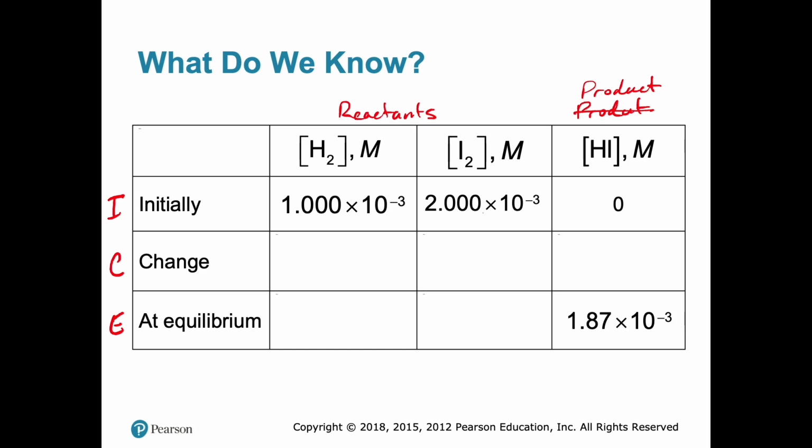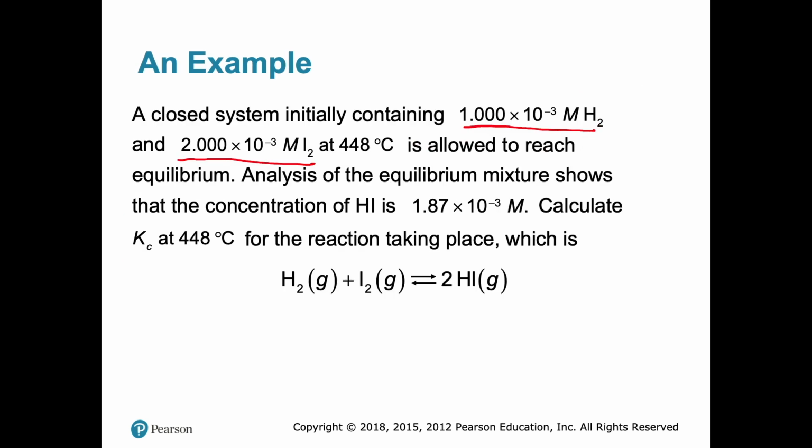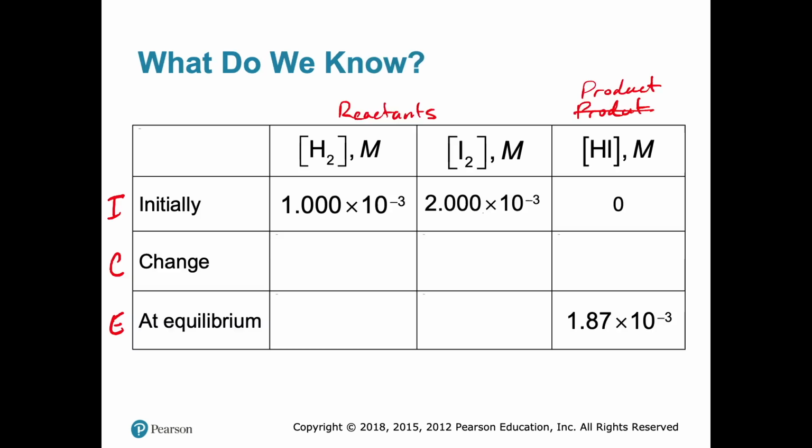And then the other piece of information that we're given is that when the reaction goes to equilibrium, the concentration of hydrogen iodide gas is 1.87 times 10 to the negative 3. And so this number is what goes here, because at equilibrium, hydrogen iodide gas is 1.87 times 10 to the negative 3. So that's how you start out doing an ICE table, okay? You plug in all the stuff that you know.